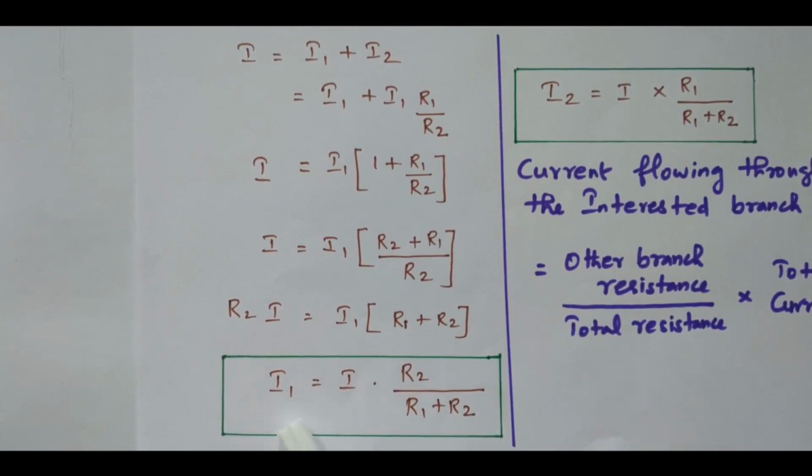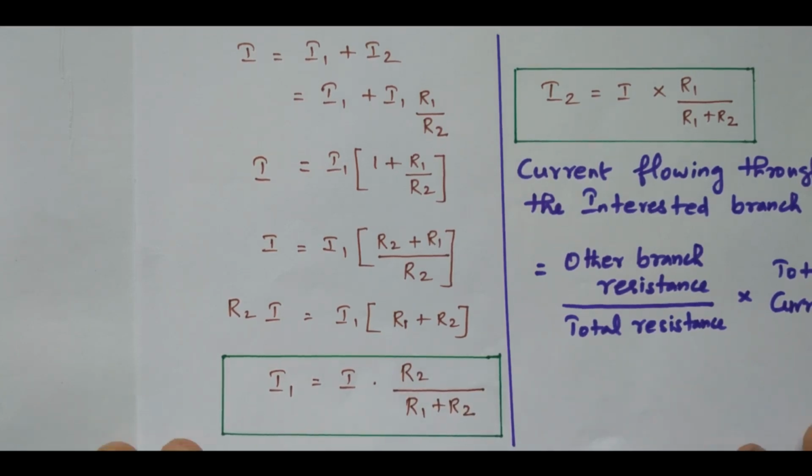That is, the current through the resistor R1 equals the total current multiplied by the other branch resistor. This I1 is the current through the R1 resistor. The other branch resistor is R2, divided by the total resistor. Right? In the case of the voltage divider rule, we multiply by the same resistor; here we multiply by the other branch resistor. That is the difference. So the current through resistor R1 equals the total current multiplied by the resistor of the other branch, R2, divided by R1 plus R2.